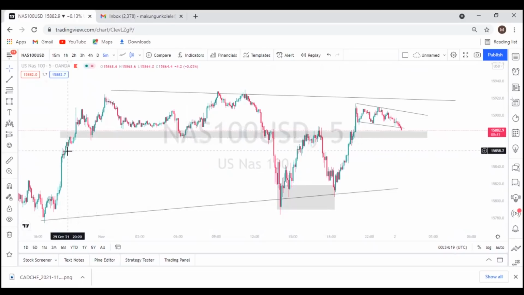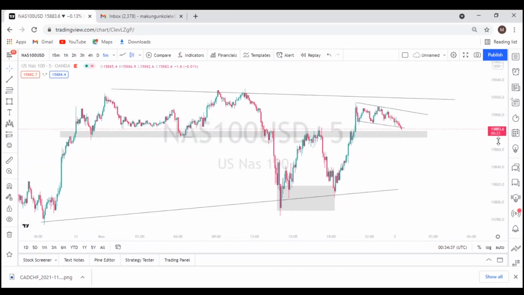There's this retest here, or rejection, a bunch of retests, and this is a flag of correction. So this zone could be something here.